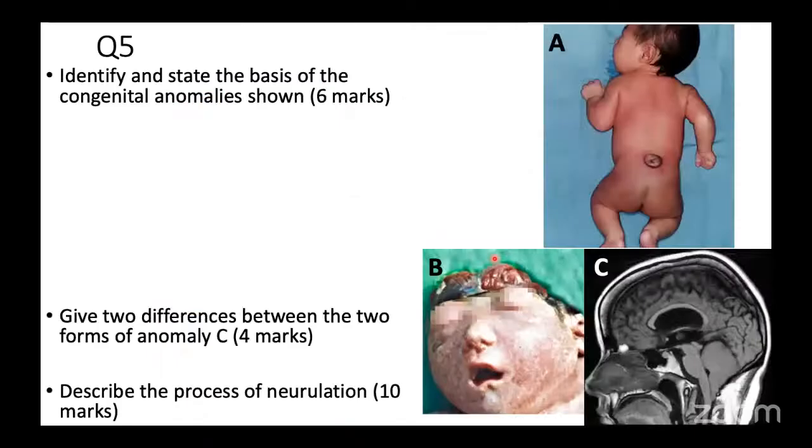Okay. Good. Question 5. Identify and state the basis of the anomaly shown. So all three of them, A, B, and C, and then give two differences between the two forms of C, and then finally describe the process of neurulation. So for this part B, it's asking you to identify what this one is, and then differentiate the two forms of it. So this one is just one of the forms. Here's another form that you should know as well. All right, I'll give you a minute.